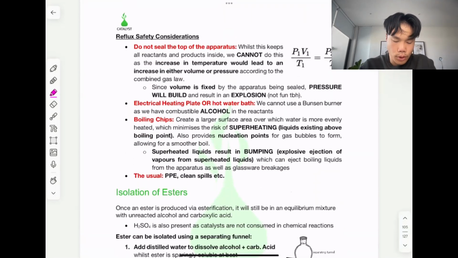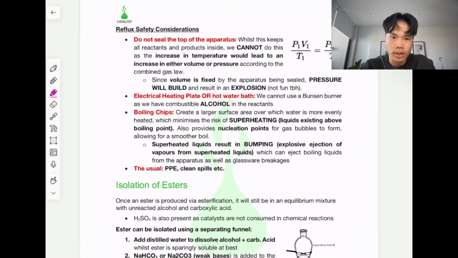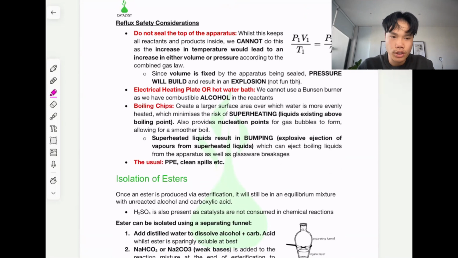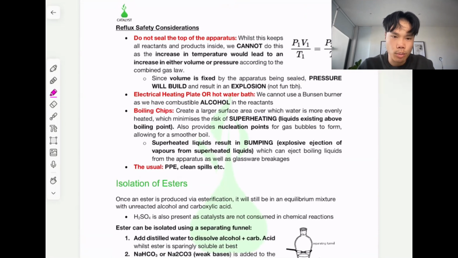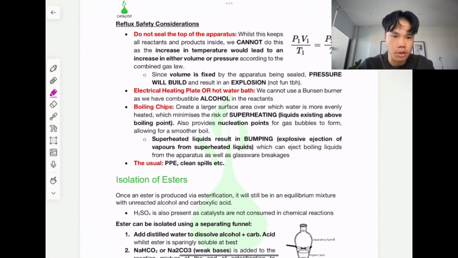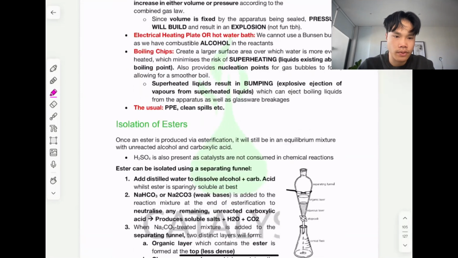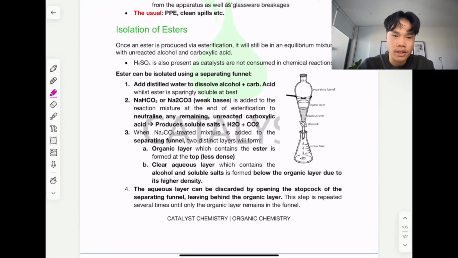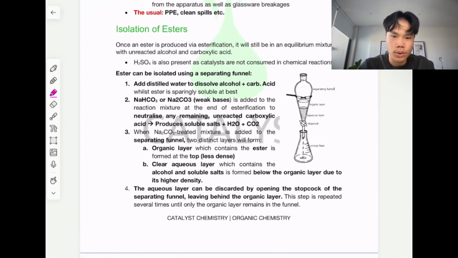4 important safety considerations for esterification. Do not seal the top. Make sure you use an electrical heating plate or hot water bath instead of a Bunsen burner. Use boiling chips to create a smoother boil, and of course PPE and cleaning up spills if they occur. Be able to discuss how you isolate an ester through the separating funnel, and quickly crash through those steps.